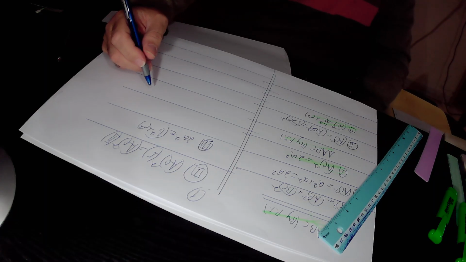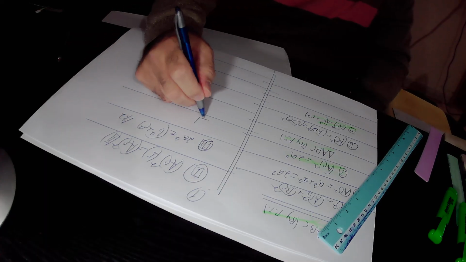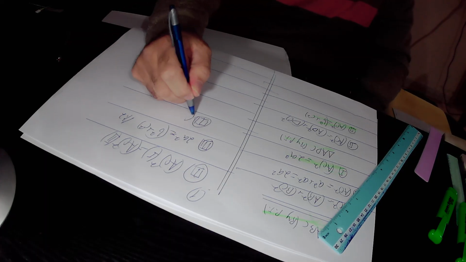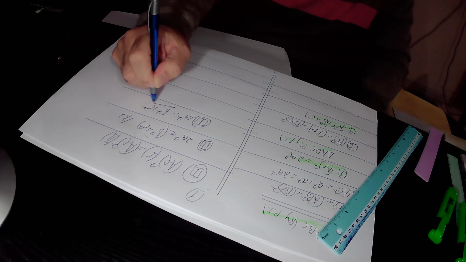Here we divide this equation 3 by 2, and finally we get that according to equation 3, A square equals B square plus C square over 2.